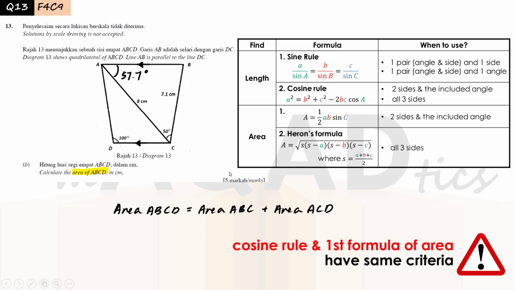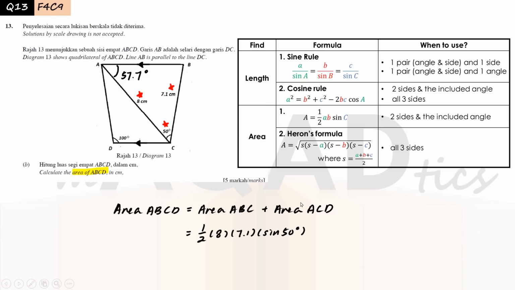So to find the area of ABC, we can use the pattern that we have detected just now, which is using the length of these two sides and the angle between them. So this one would be 1 over 2 times 8 times 7.1 and multiply with sine 50. Area ACD, same thing as well. We can use this formula, but the issue is there is not much information here. If we want to use this formula, we need to have two sides and the included angle.